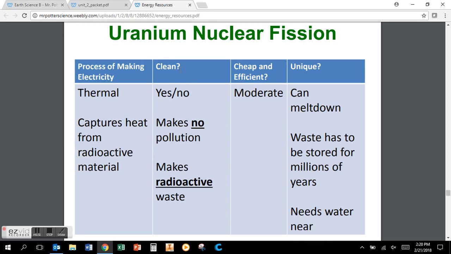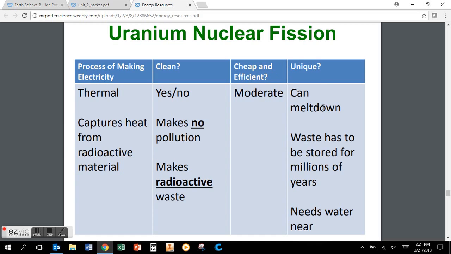So is this one clean? This one's kind of in the middle. The actual process of making electricity produces no carbon dioxide, since we're not burning anything. As long as nothing goes wrong, it's considered pretty clean. Afterwards, we do have radioactive waste that we have to deal with. That's going to be radioactive for potentially millions of years. So that's a problem. But the actual day-to-day operation of a nuclear power plant is pretty clean. So this one is incredibly expensive, but it makes an insane amount of electricity. So together, its levelized cost is in the moderate, in the middle somewhere.